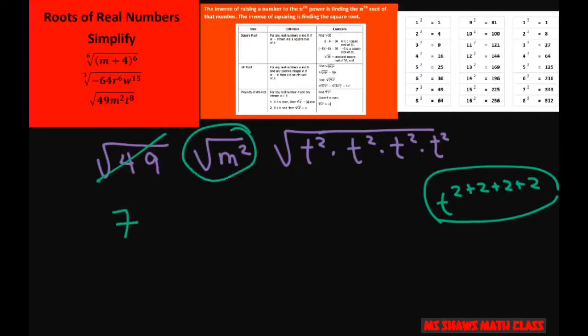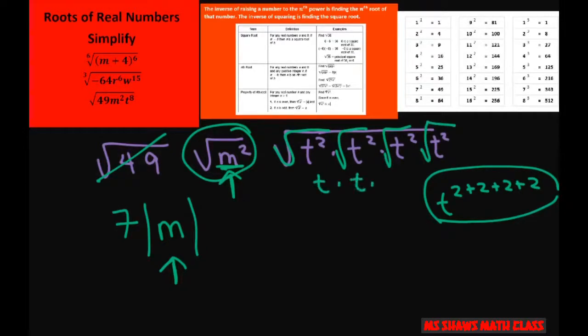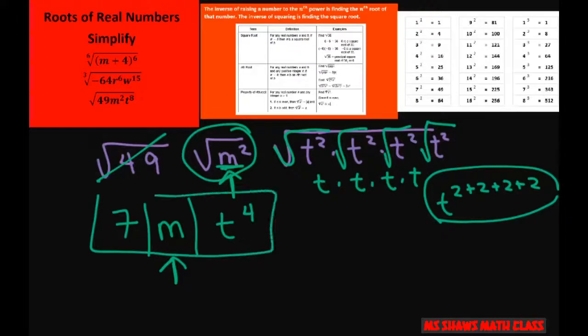Square root of m squared, you have to do the absolute value. Because, again, if you plug in a negative, you can get a positive. So you need to make sure if you plug in a negative here, we also get a positive. And then if you take these separate, square root of t squared, square root of t squared, square root of t squared, you'll get t times t times t times t, which is going to be t to the 4th. And that is your final answer.